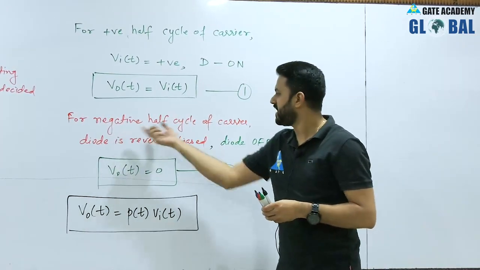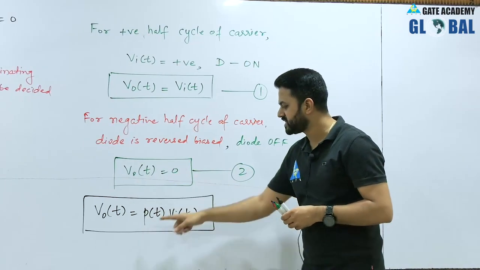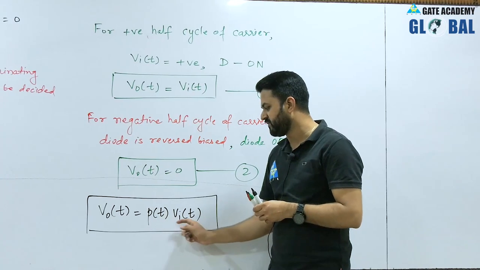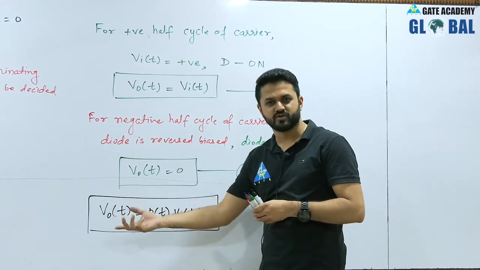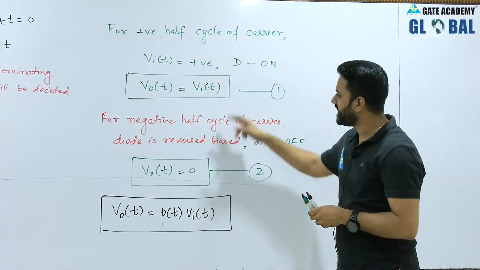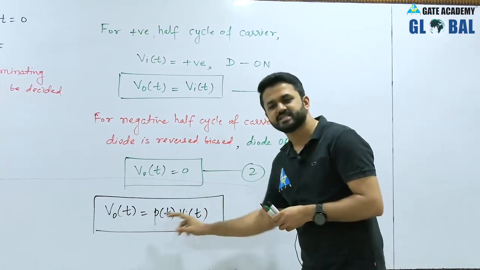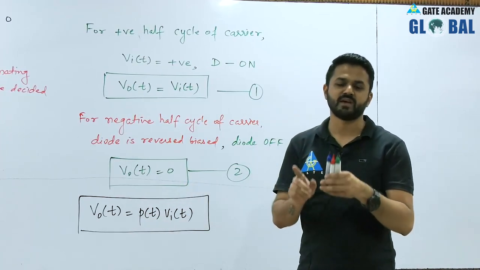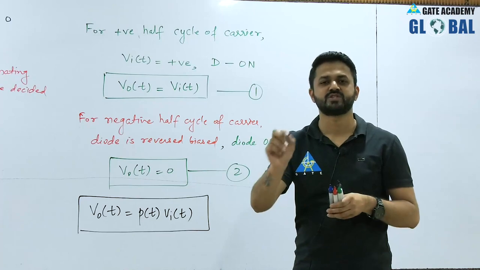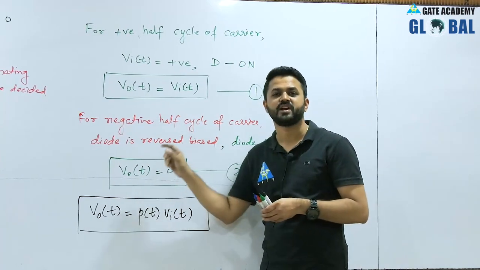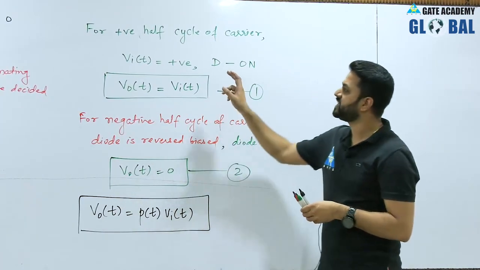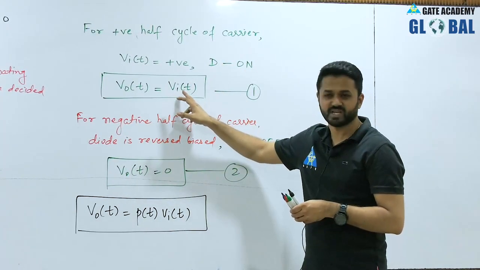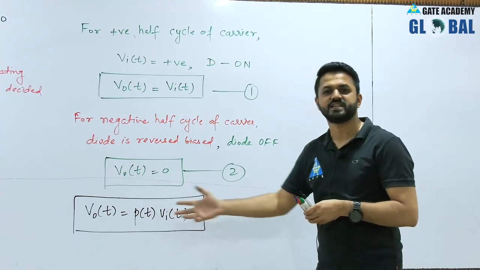And for the negative half cycle, to get the value 0, this p(t) should be 0. So if this p(t) is 0, irrespective of Vi(t), the Vo(t) will be 0. So in this way, we can combine these two equations 1 and 2 into a single equation. It means that this p(t) should be a periodic signal whose period should be equal to the period of the carrier signal, in such a way that in the positive half cycle it is plus 1, and for the negative half cycle it is 0.